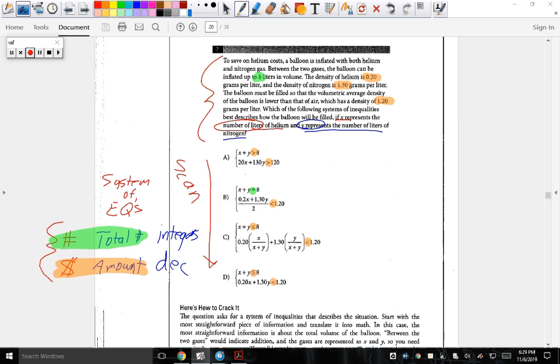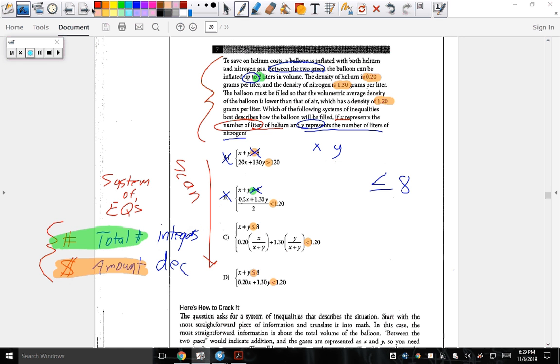So x plus y, it says between these two gases, x and y, the balloon can be inflated up to. So there's your key word. So it can be up to 8. That shows it's either going to be equal to 8 or it can be less than 8. Does that make sense? So we know it's not going to be this one. We know it's not going to be this one. So it's either going to be C or D because you're going to be less than or equal to 8. Are we good?